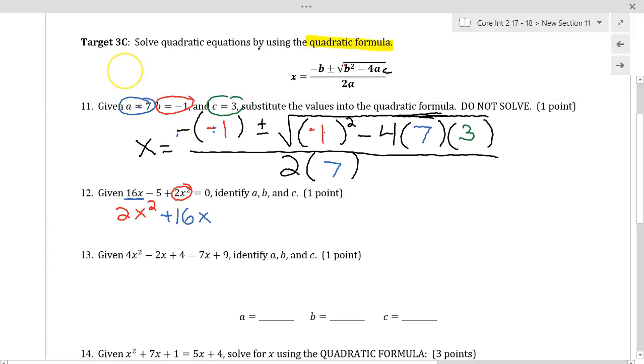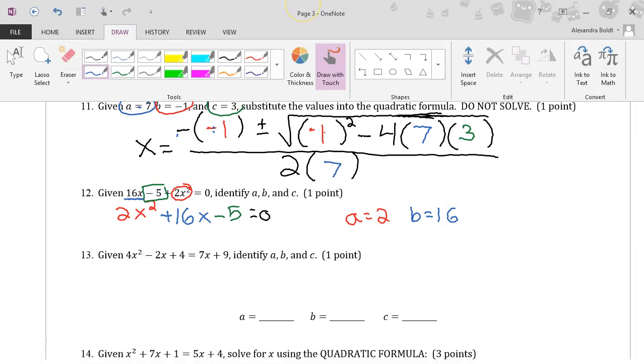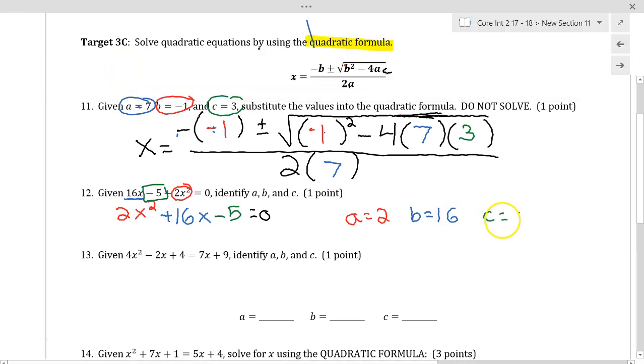Then our constant, right? Minus 5 equals 0. So in this case, A equals 2, B equals 16, and C equals -5. Alright, so make sure you're not just pulling them out in the order they're written in, that you're making sure they're in the right order first, and then saying which ones are A, B, and C.